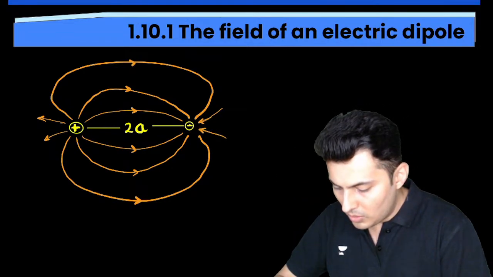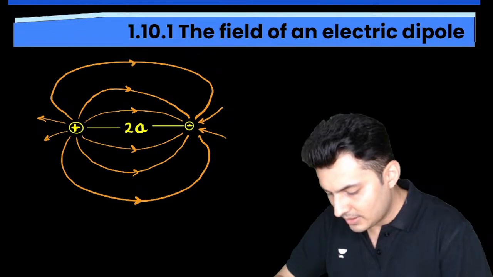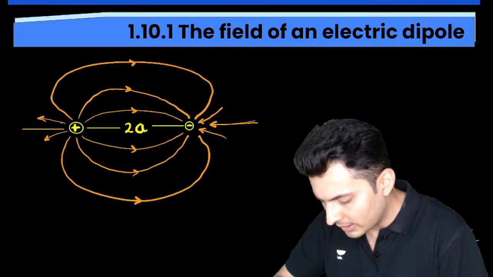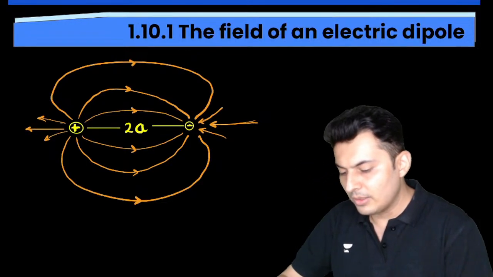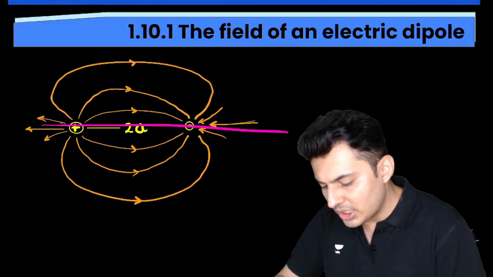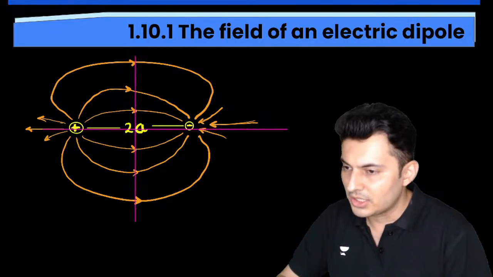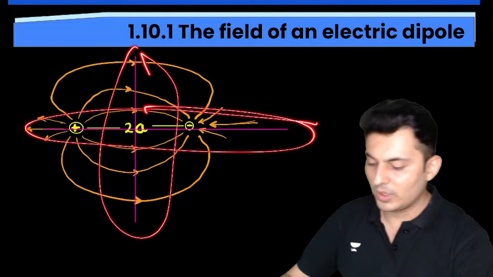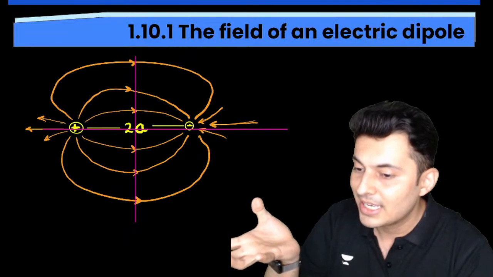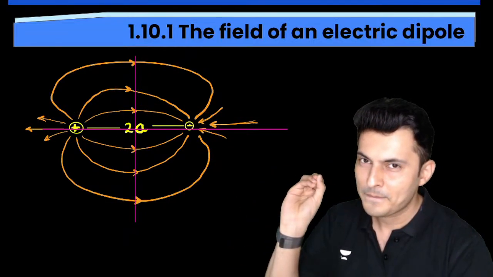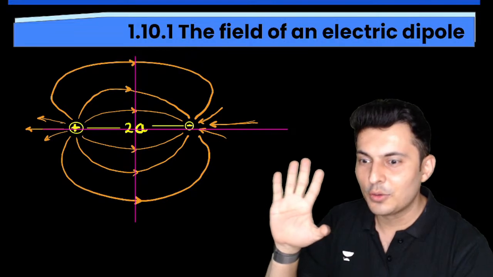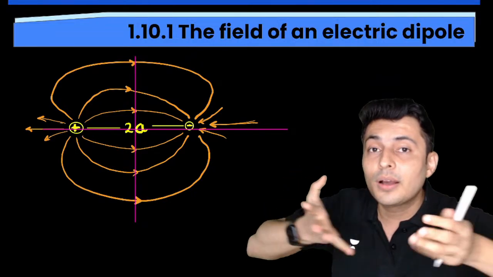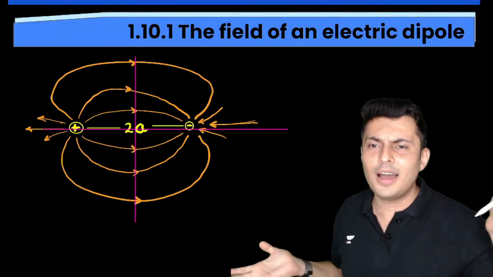Now, my question to you is this. Where do you think the electric field will be stronger, in the axial position or in the equatorial position? Just look at the field diagrams and then tell me. I think if you attended the last lecture, you would know this. Wherever the field lines are crowded, close, it's strong. Wherever it is far, it is weak.